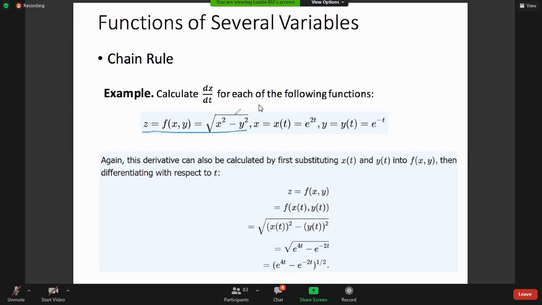z is a function of x and y, and x is a function of t. So x is equal to this one. So x can be replaced by e to the t, right? x to the power 2 can be written like this. Good. And also we can do it to y. y is equal to this part.